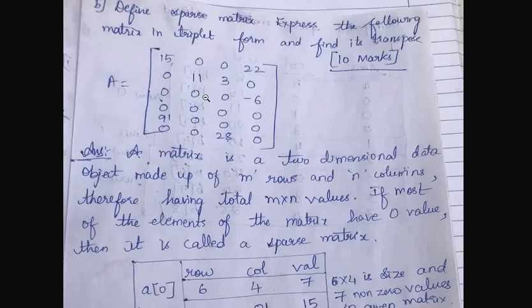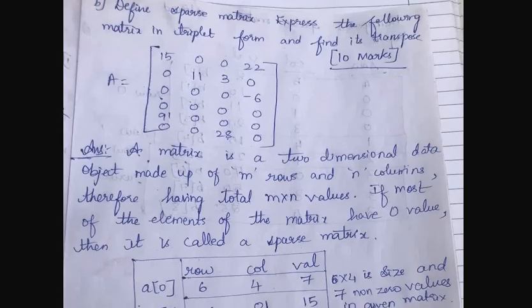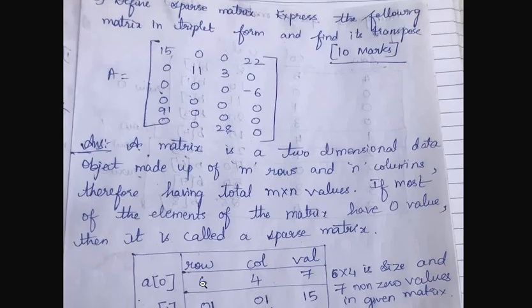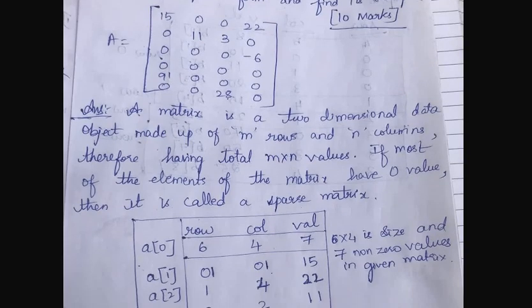1, 2, 3, 4, 5, 6. 6 rows, and 1, 2, 3, 4, 4 columns, and that is what we have mentioned here. 6 rows, 4 columns. Then the number of non-zero values: whichever is not 0, those values only we have to count. 1, 2, 3, 4, 5, 6, 7. So we have taken it here, it has 7.